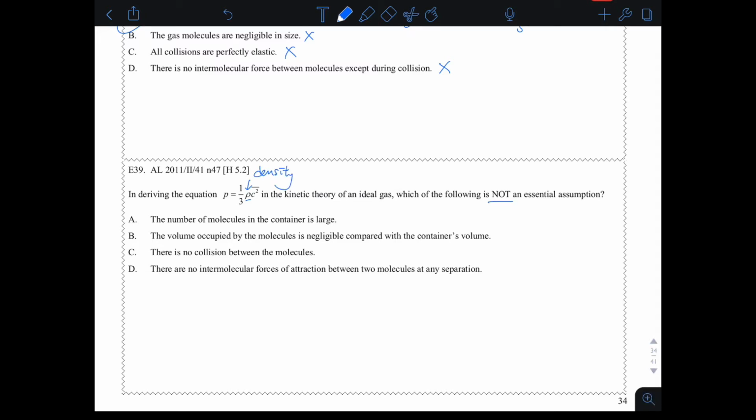And next, this is not a very popular presentation because you can see density here. Which of the following is not an essential assumption of this? In fact, we are just talking about the assumption, not an assumption, right? The number of molecules is large. This is an assumption of ideal gas. The volume occupied by molecules is negligible compared to the container. Yes, this is another assumption. No collision between molecules. No, there are collisions between molecules and also between molecule and container. There are no intermolecular attractive forces. Yes, so the answer is C.